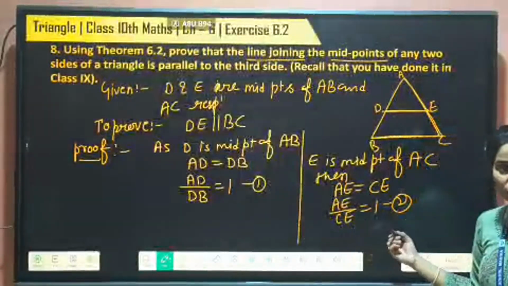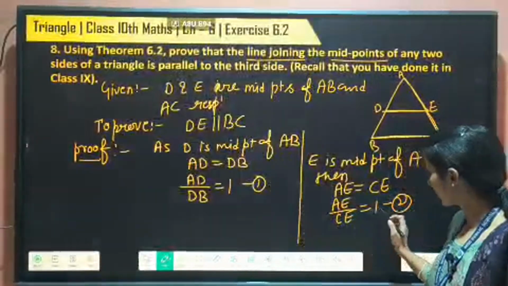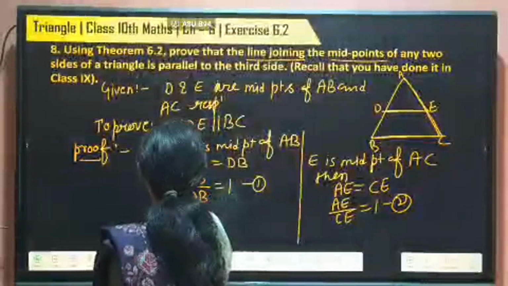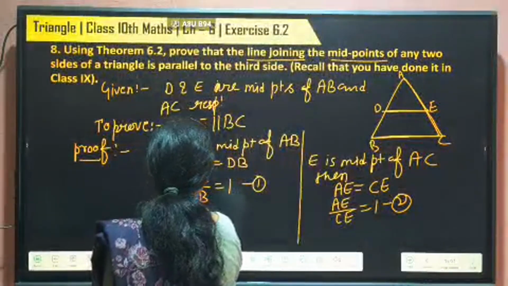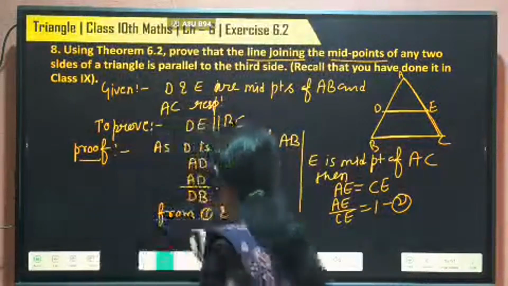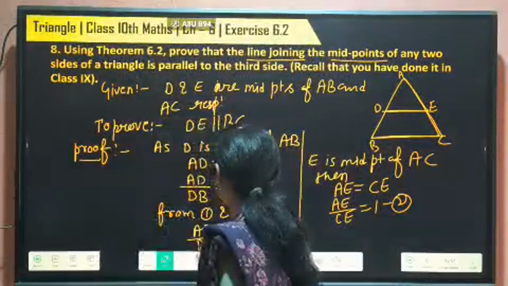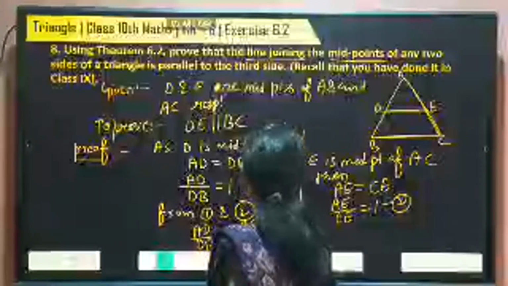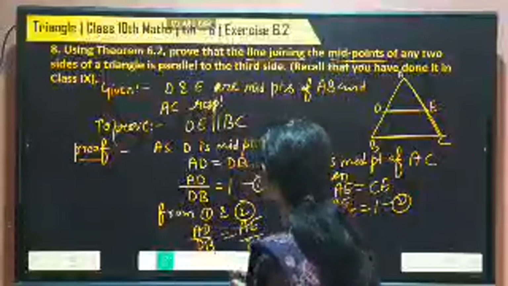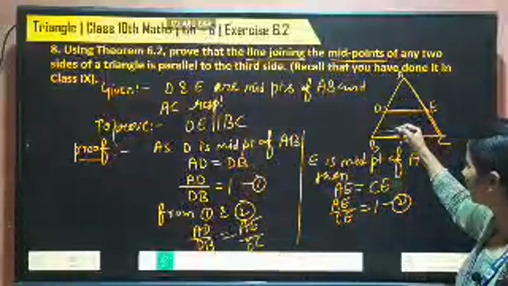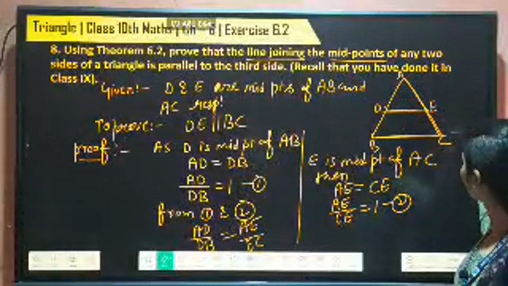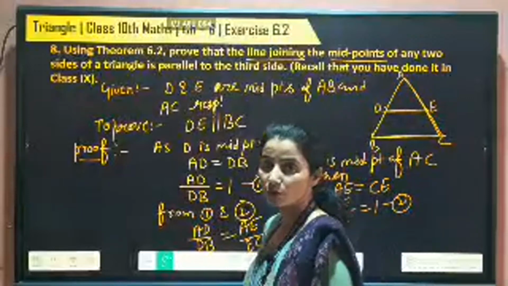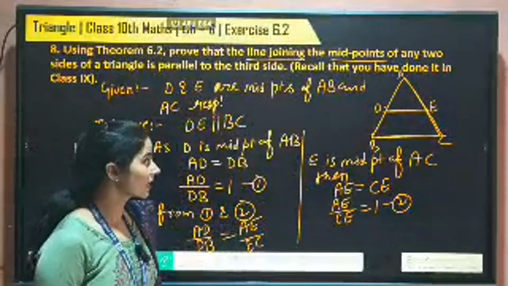Now see, from 1 and 2, both equations contain the right-hand side as 1. So we can equate these two equations. We can write from 1 and 2: AD by DB equals AE by EC. Now, in triangle ABC, if the ratios of corresponding sides are equal, then these lines will be parallel.